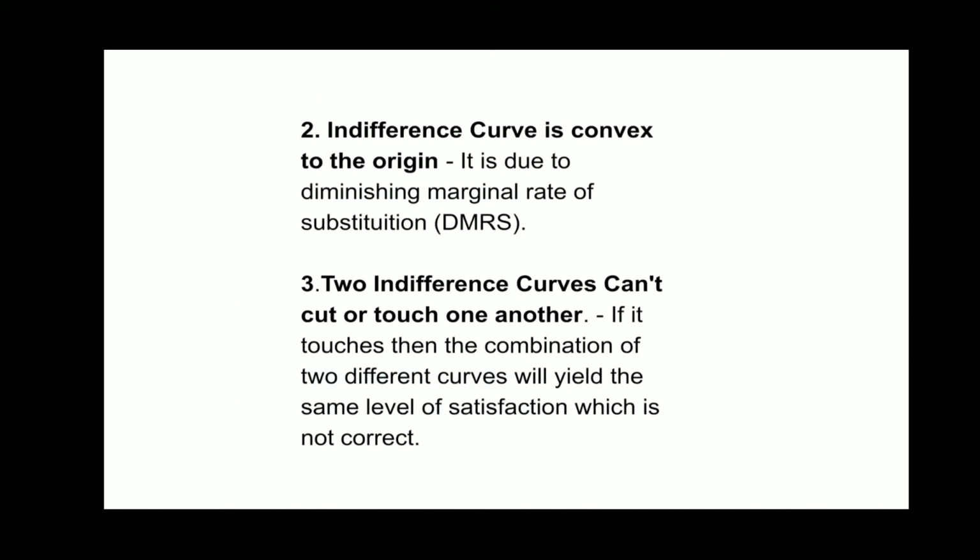Number 2. Indifference curve is convex to the origin. It is due to diminishing marginal rate of substitution. As we have seen in indifference schedule, MRS goes on decreasing. This is the reason indifference curve is convex to the origin. Number 3. Two indifference curves can't cut or touch one another. As we know, indifference curve represents the same level of satisfaction. Now, if two indifference curves join together or touch each other, it will not give the same level of satisfaction to the consumer. So, we can say that two indifference curves can't cut or touch one another.